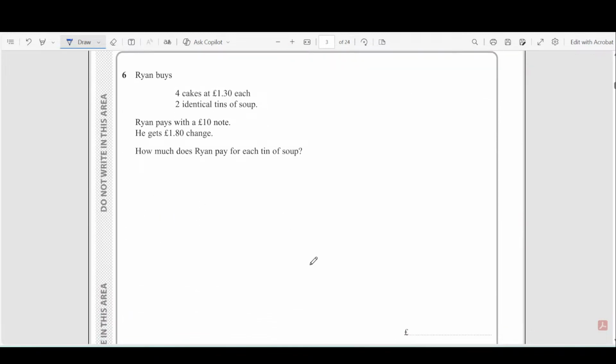Okay. Next we have question number 6, which says Ryan buys 4 cakes at 1 euro 30 pence each, and two identical tins of soup. He pays with a 10 pounds note, and he gets this much change. How much does Ryan pay for each tin of soup? First we calculate the total cakes cost. Because he is buying 4 cakes and this is the cost of one cake, right?